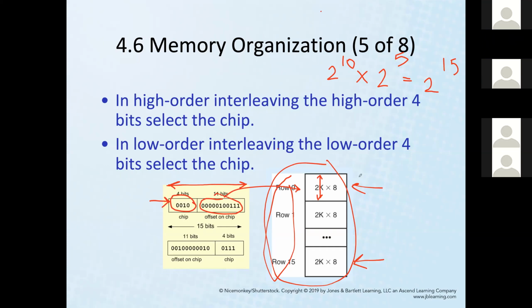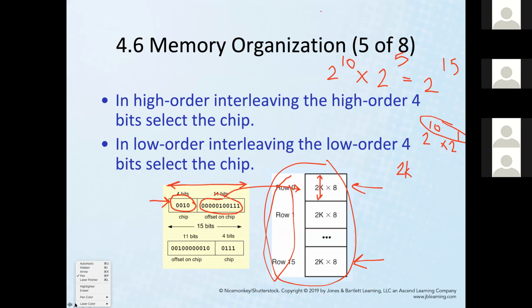What's the size of each bank? Size of each bank is 2K. How many bits do we need to select one cell from 2K? 2K is 2 to the power of 10 times 2 to the power of 1. So you see that we need 11 bits to select one cell from each memory, and 11 bits are here.